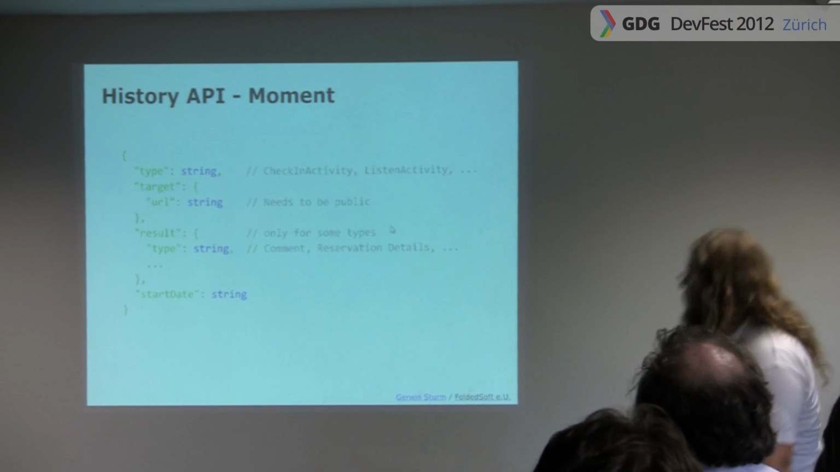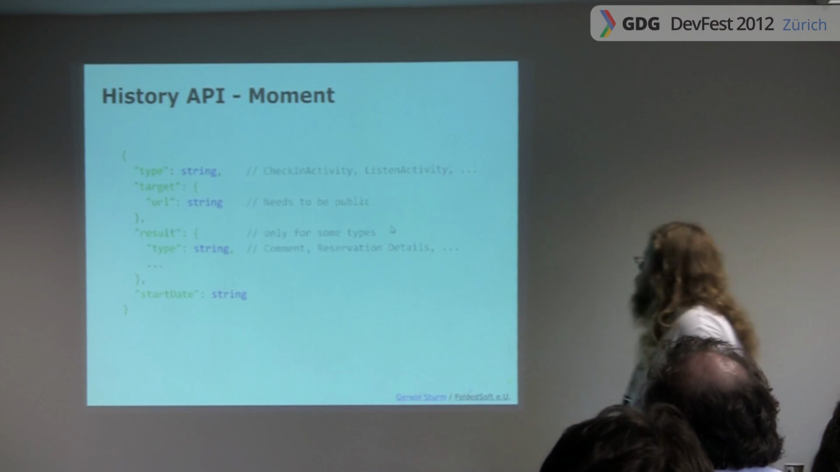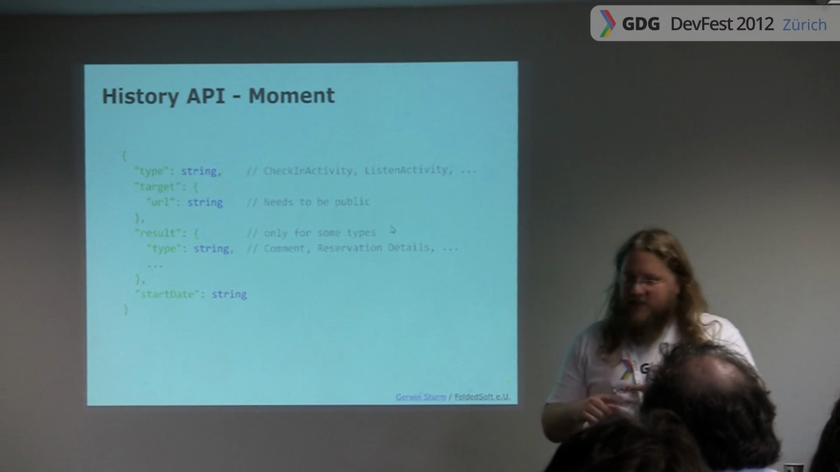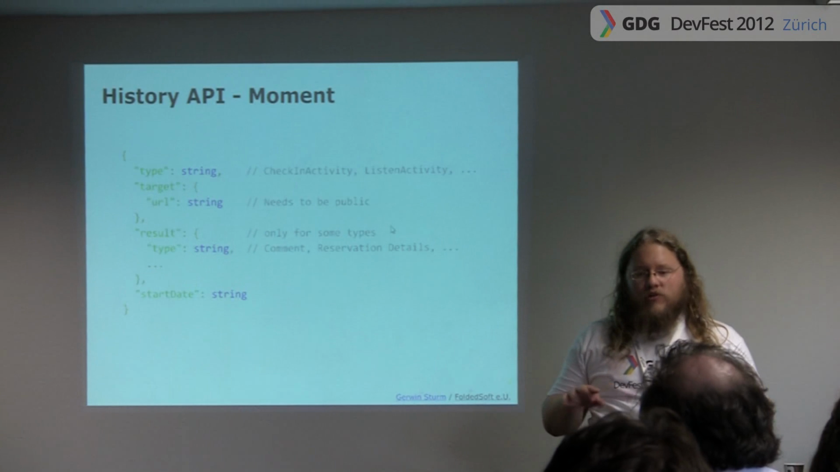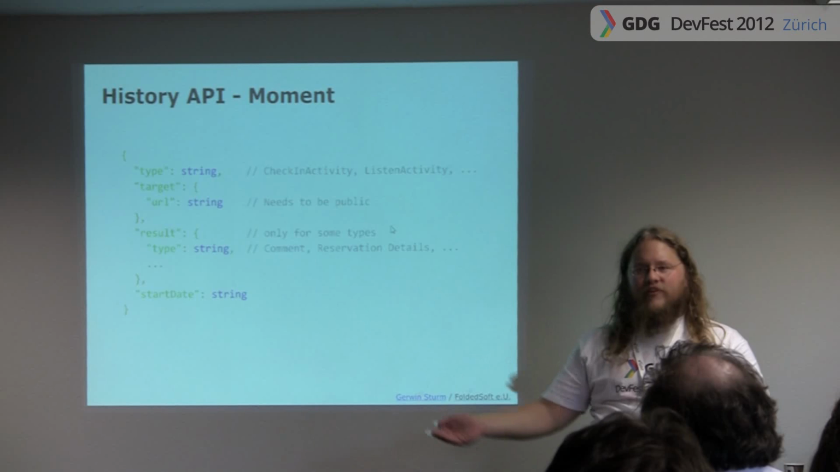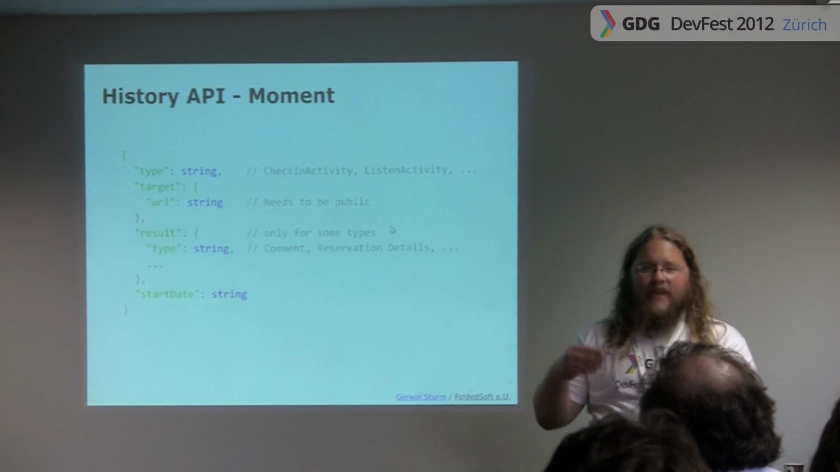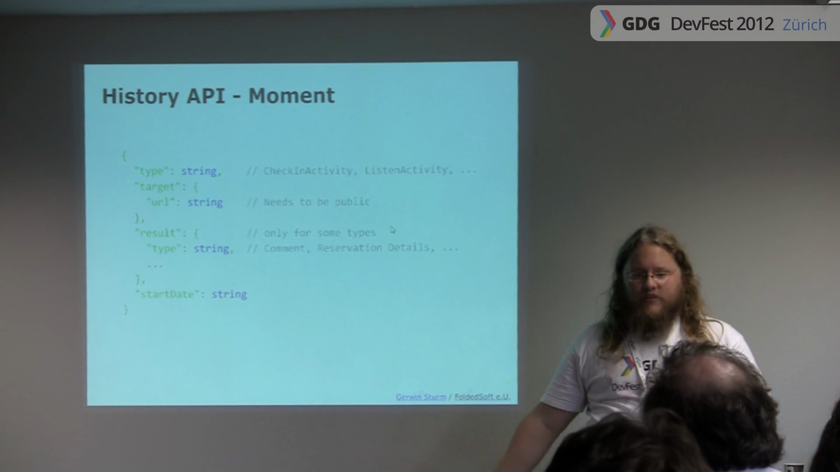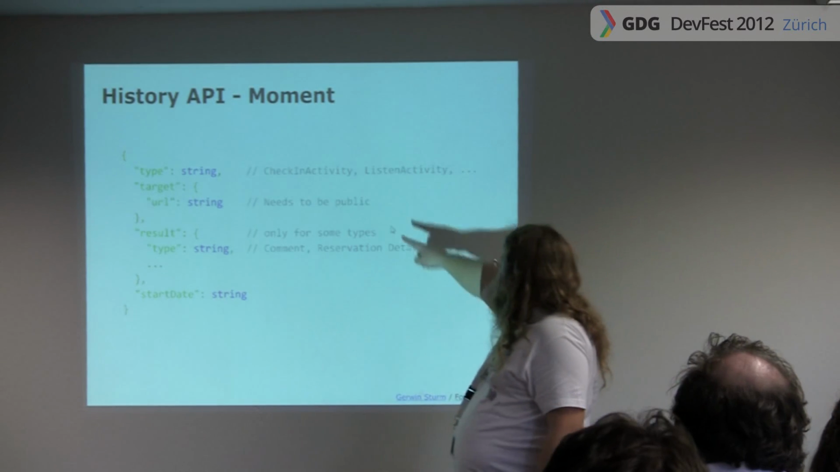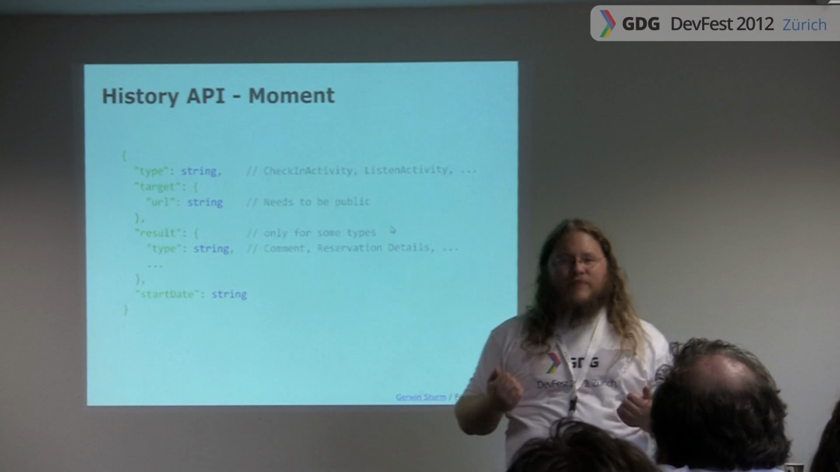So, if we look at it, a moment has a specific type. It can be a check-in, it can be a listen, it can be a watch, it can be the most generic moment type, which is just an add activity, where you add something to history, or maybe you have a create activity, where you created something for your history. Then the most important thing is you need a URL which describes the moment.